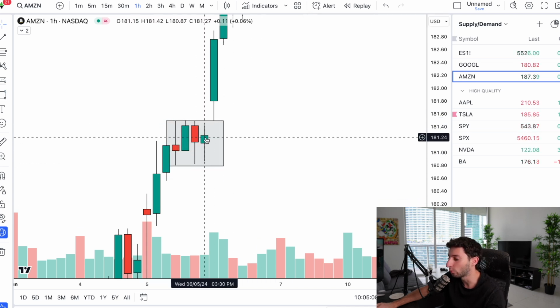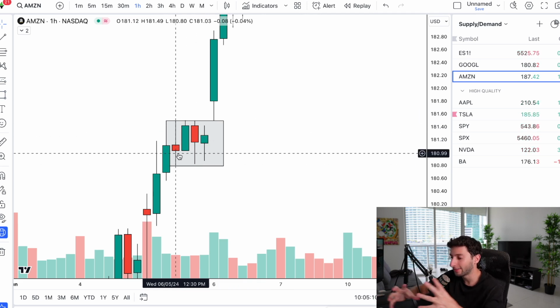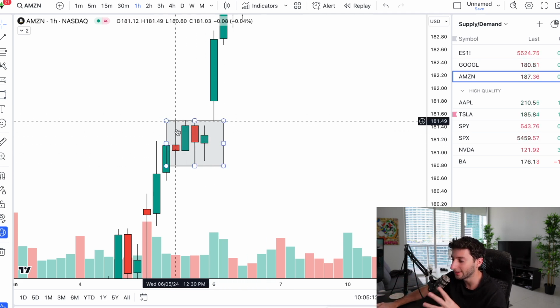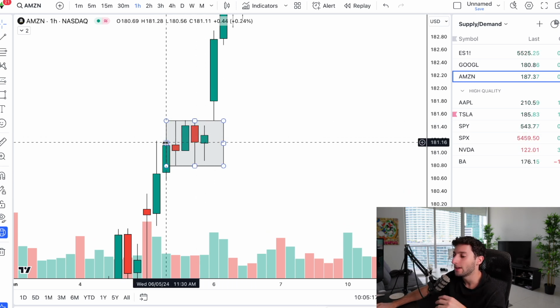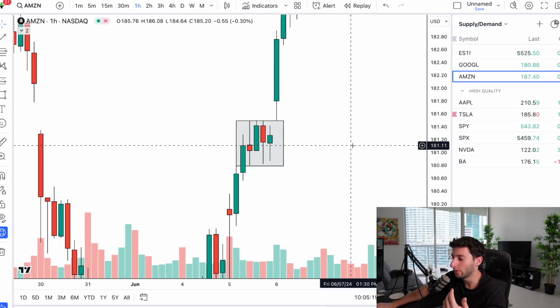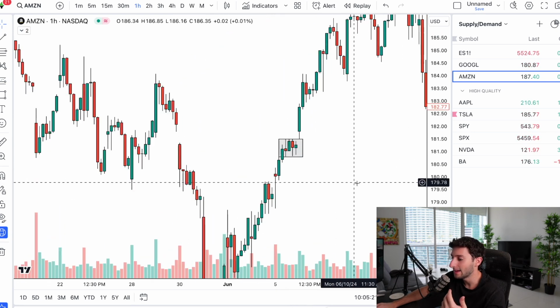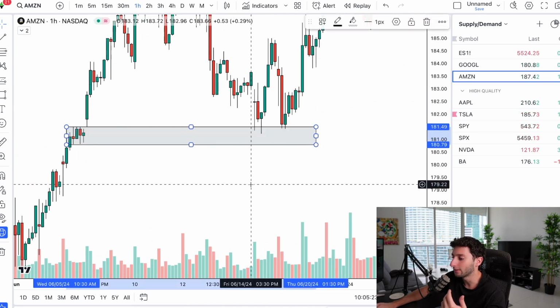I'm not just looking at this one candle beforehand. I'm looking at where is the actual entire consolidation move? Where is this entire blob of price action or consolidation phase? That is where I want to be able to draw my entire zone. So I would draw it exactly like this. And then if I go and extend it out, we had a nice little move off of that.